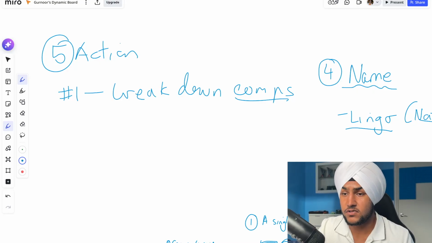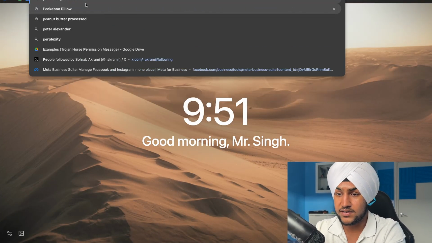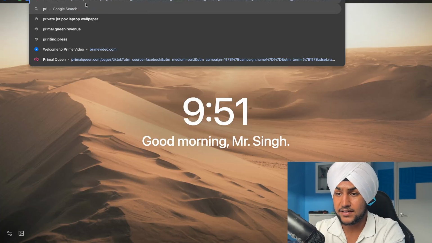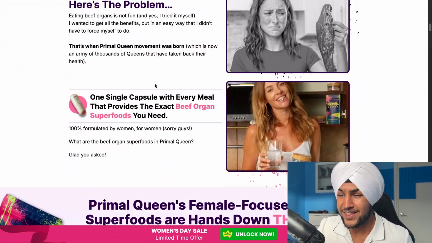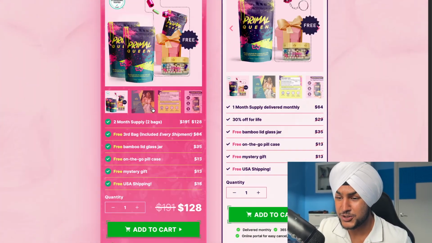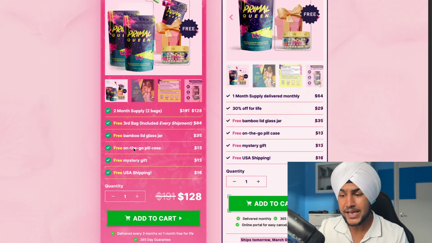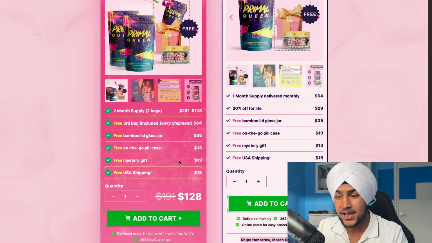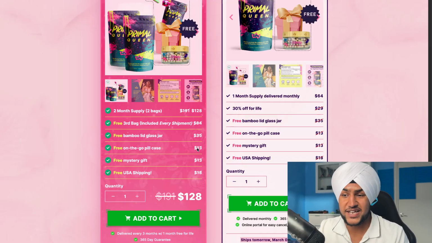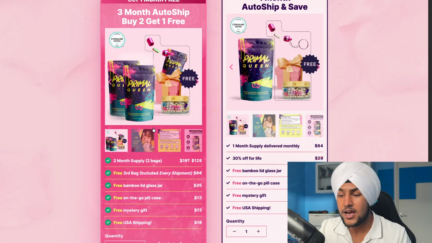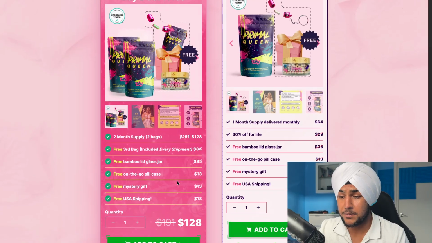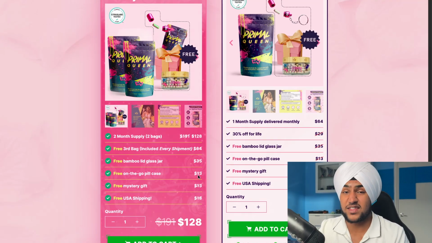I'll go ahead and show you an example of this as well. Obviously, you can see the Primal Queen instantly autofills, and you can see that I've gone through their funnel many times before to analyze it. But we've got the free on-the-go pill case. It probably costs them like 5 or 10 cents to make. Look at that thing, you can barely even see it. There we go, right there. Probably costs them like 5 to 10 cents to make, and they frame it as being $13.